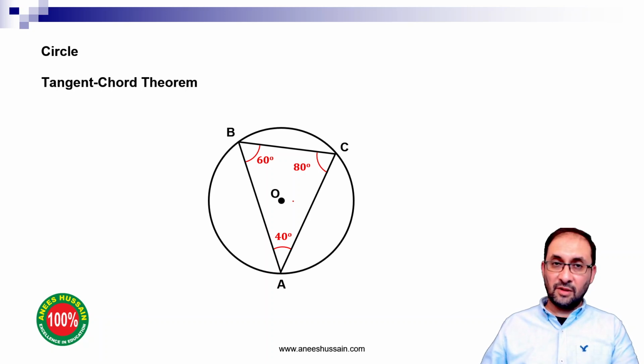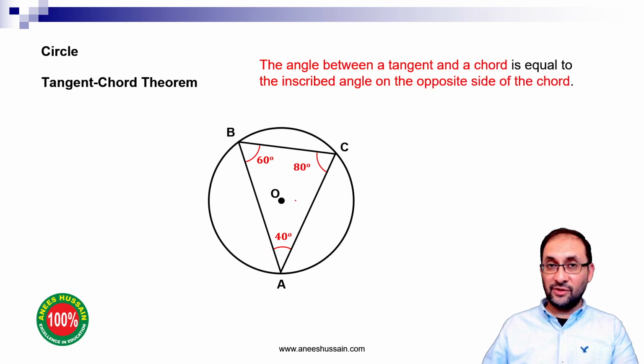Let's understand this concept with the help of another example. The Tangent-Chord Theorem tells us that the angle between a tangent and a chord is equal to the inscribed angle on the opposite side of the chord. In this particular case, we have been given three chords. There's chord AB, BC, and AC, which combine together to form a triangle with the angles 40, 60, and 80 degrees. I'm going to draw a tangent at point A, and I'm going to call that tangent DE.